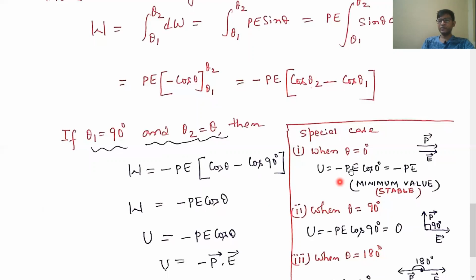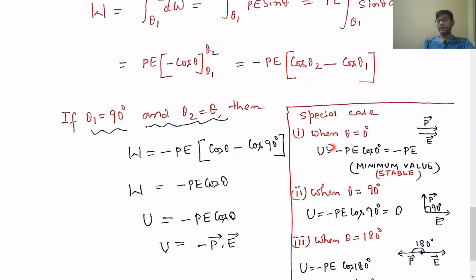Now there are some special cases, actually three special cases. Let us talk about these special cases one by one. The first one is when theta is equal to 0 degree. So the dipole as well as the electric field are both acting in the same direction. In that case, the value of theta will be equal to 0 degree. So on putting this value, we will get minus P E. Here it is the minimum value of the potential energy stored in an electric dipole.